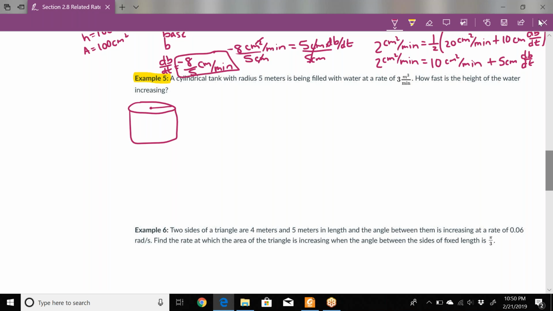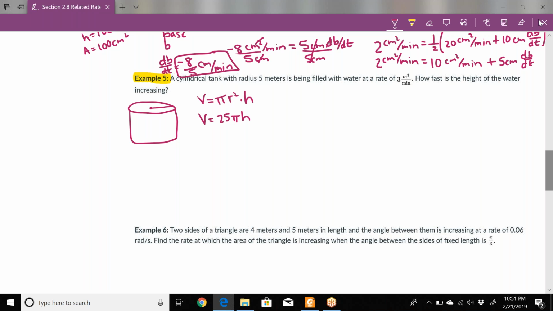And if you wanted to find the volume, because if you're filling this with water, you're dealing with volume. Volume is always the base times the height. So the base here is a circle, so that's going to be pi r squared times the height. And we do know in this scenario that the radius is 5 meters. So I can go ahead and replace that. That would be 25 pi h.